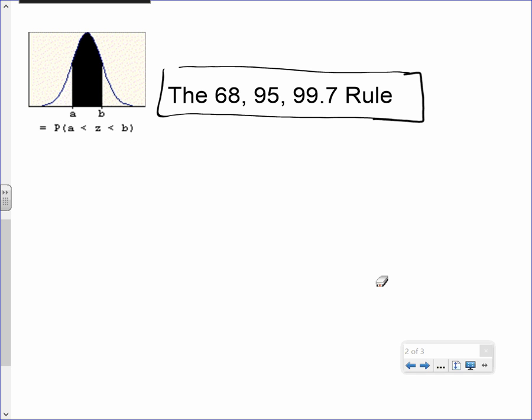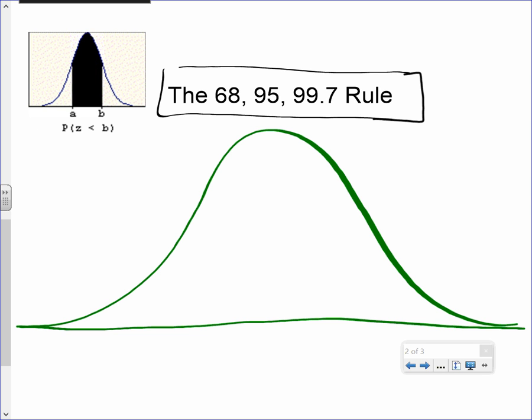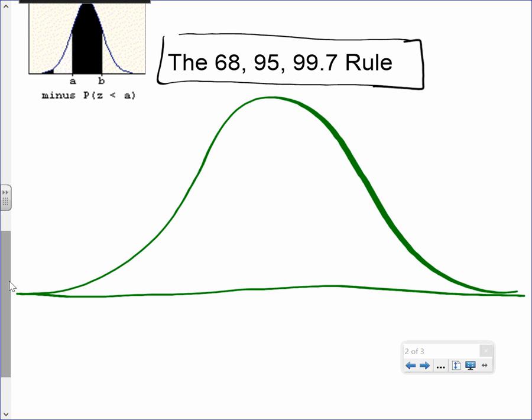Here we go. Give me a nice normal curve. Here we go. Nice and big, like that. Yeah, it takes some practice. If it's jacked up, don't worry. It'll take practice. The 68, 95, 99.7 rule.